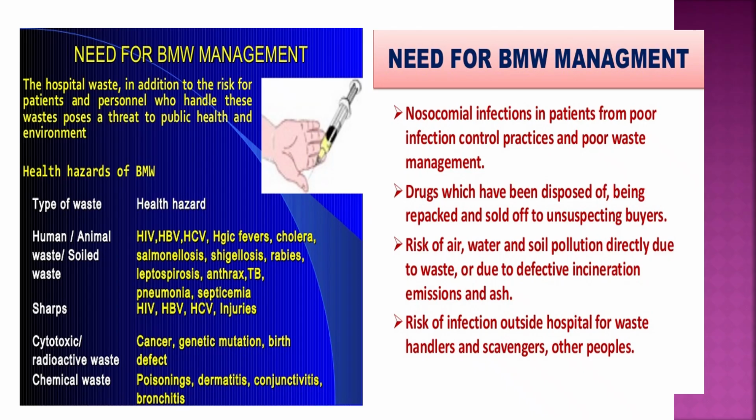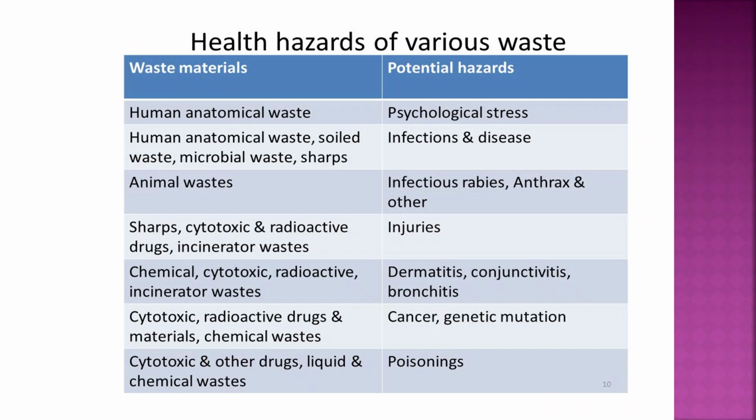Then sharps can transmit infections like HIV, hepatitis B and hepatitis C. Then cytotoxic or radioactive waste can cause cancer, genetic mutation or birth defects. Then chemical waste can cause poisoning, dermatitis, conjunctivitis, bronchitis. So there may be health hazards like psychological stress, infections or diseases or injuries, cancer, genetic mutation, birth defects, poisoning. All these are associated with the hazards of biomedical waste.